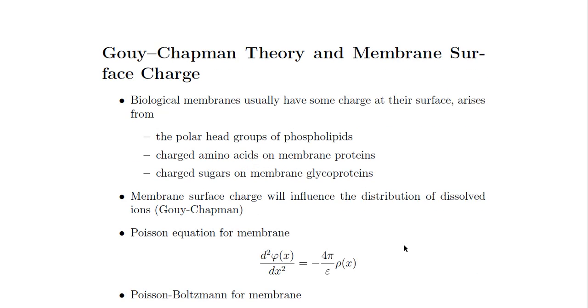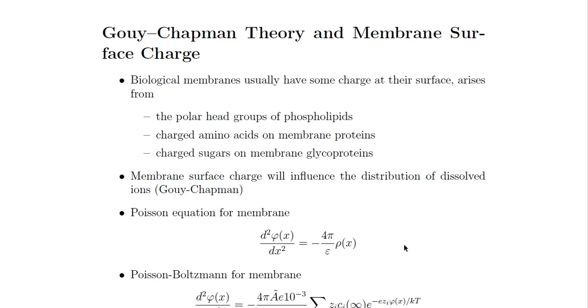Okay, so next is the membrane. So when we have a membrane, the membrane also consists of a protein and a lipid bilayer. That lipid bilayer also has a side chain, and that side chain can also produce a charge.